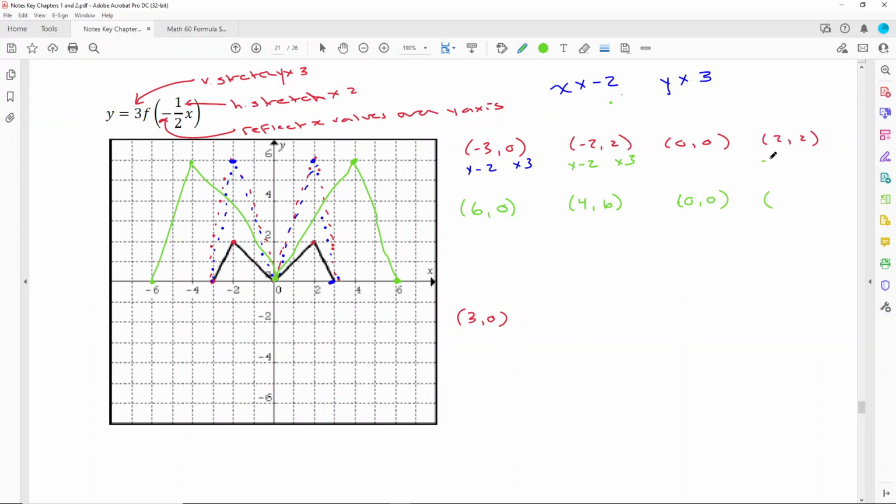This one, I like writing it too. Multiply by -2, multiply by 3. So I get -4, 6. Let's check it. -4, 6. There it is. And then lastly, this guy, multiply by -2, multiply by 3 is going to get me -6, 0. And there it is.